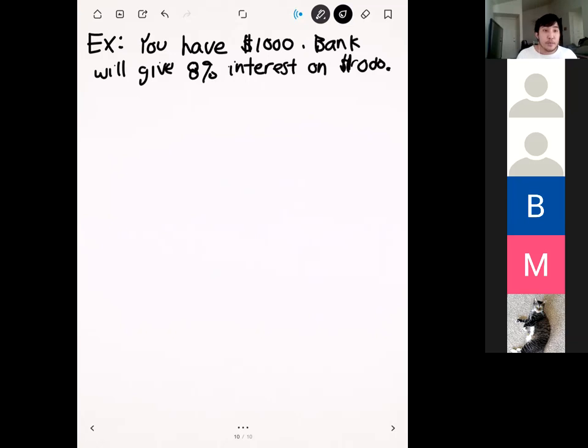And so we can just simply compute how much money you're going to make. Let's say that this is per month. So every month they're going to pay you 8%.